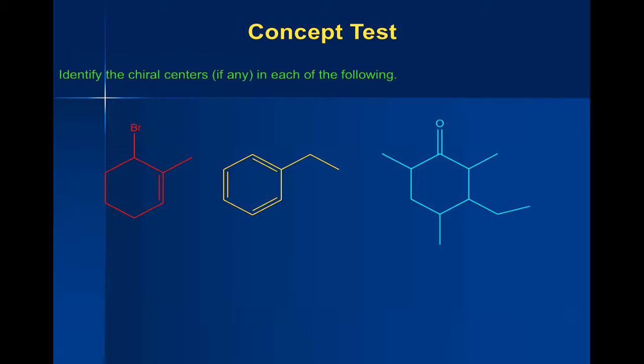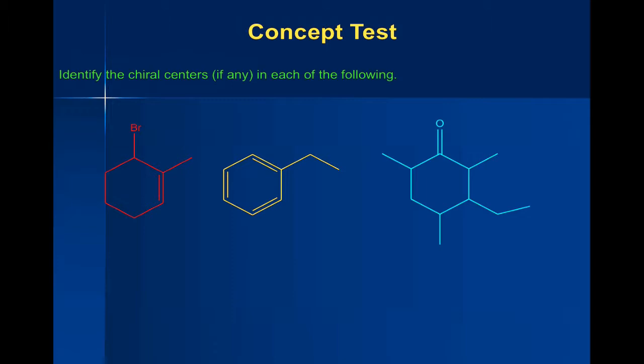How about this one? Yes, it has this alkyl group, which is different than this alkyl group. Going this direction is different than going in that direction, right? It's got an ethyl group and it's got a hydrogen. How about this one? You're shaking your head. This one? This one?